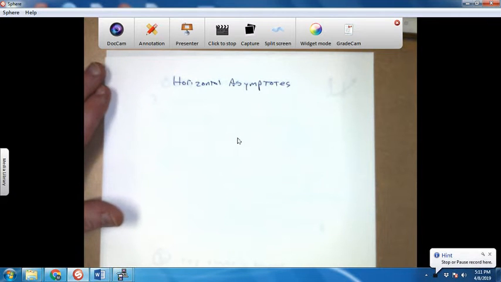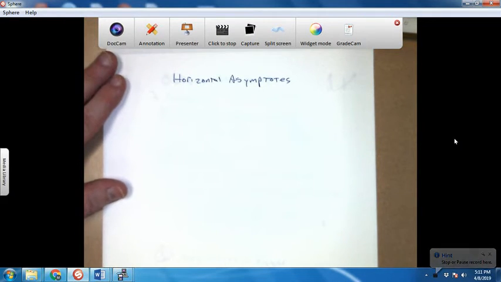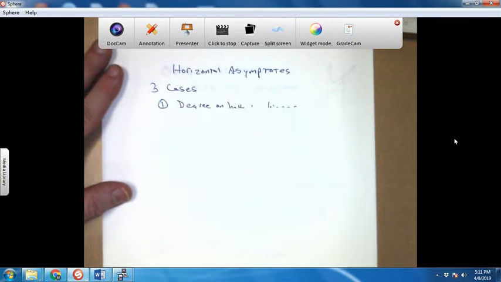In this video, we're going to review the kinds of horizontal asymptotes that a power function can have. Reminder that vertical asymptotes can be found by factoring and setting the denominator equal to 0. Horizontal asymptotes can occur in one of three ways. So there's three cases, as mentioned the other day.